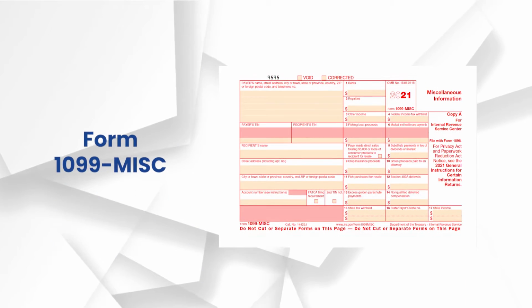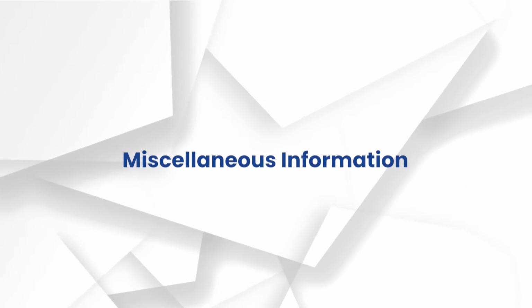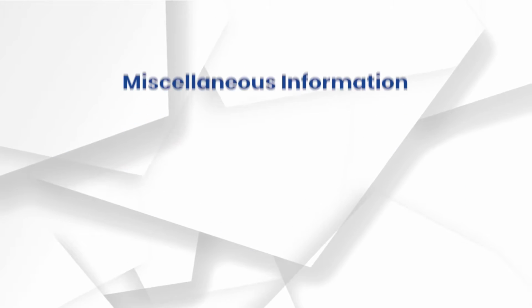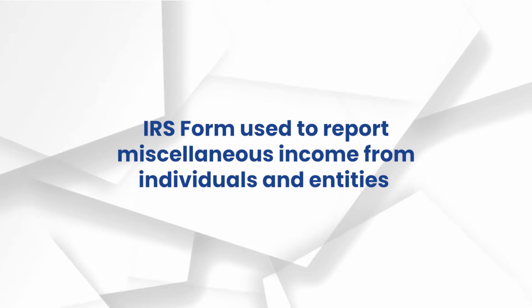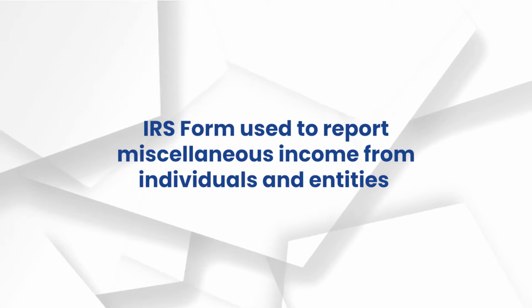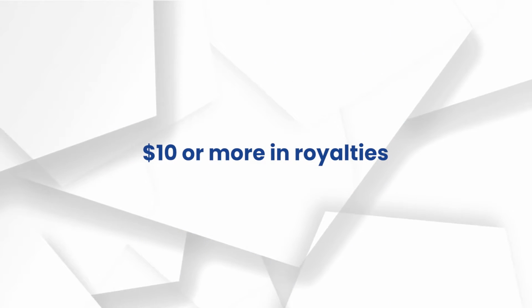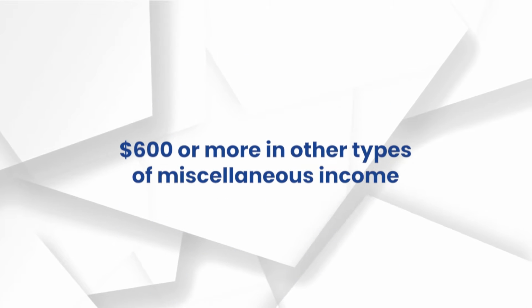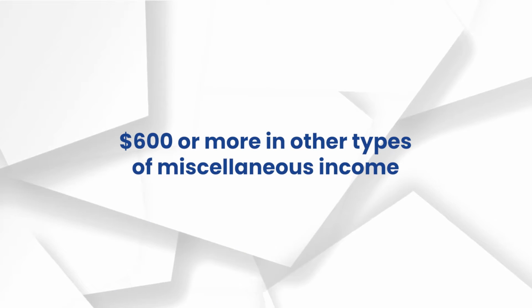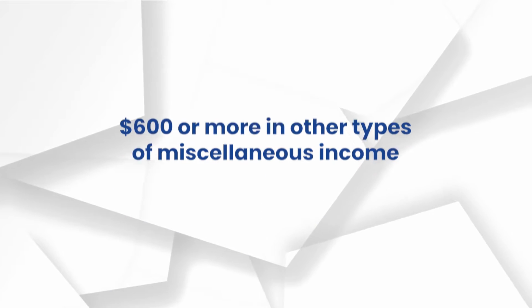In this video, we will guide you on what Form 1099 Miscellaneous is, and how to fill it out. Form 1099 Miscellaneous, or Miscellaneous Information, is an Internal Revenue Service form used to report miscellaneous income from individuals and entities that have been paid $10 or more in royalties, or $600 or more in other types of miscellaneous income during a tax year.